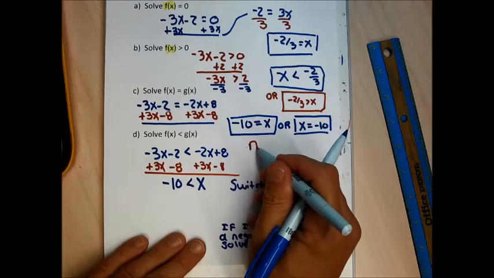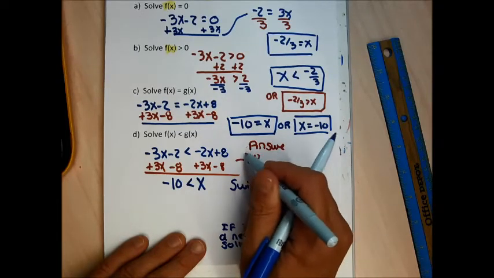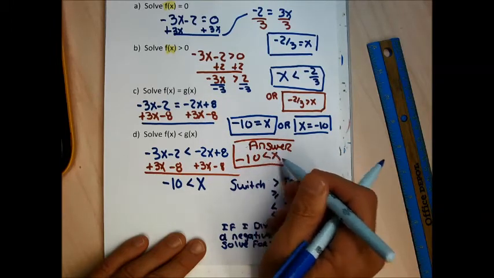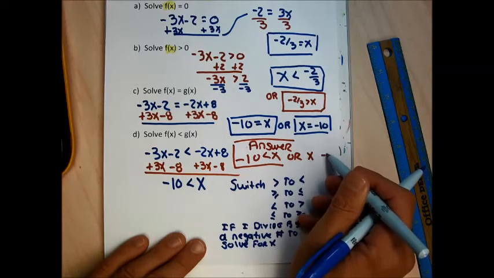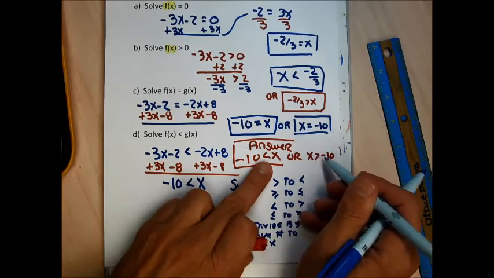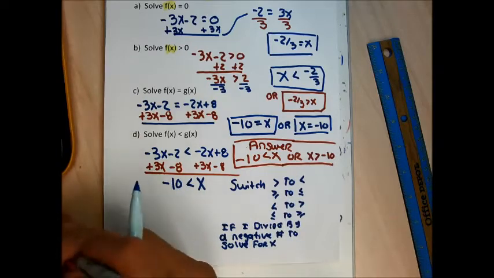So one answer I could write for part D is negative 10 is less than x. The other way that I could write this, with the x on the left side and the negative 10 on the right side, is to keep the open end of the inequality pointing towards the x. So that would be the best way to solve this problem.